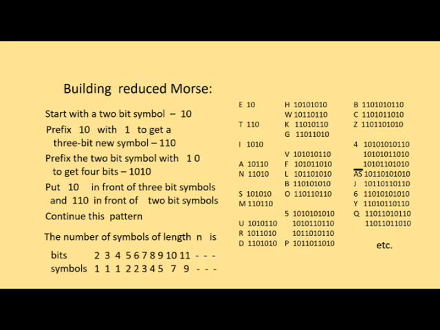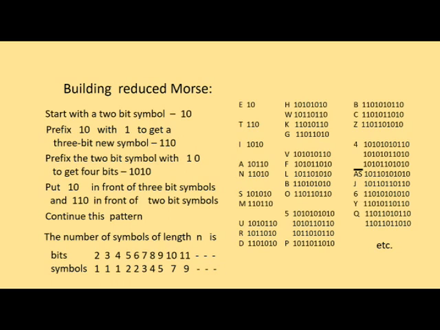Well then, how could I build a table of symbols of reduced Morse? First, start again with E, the standard Morse 1-0. Prefix it with a single 1 to get a 3-bit symbol, 1-1-0. Then I can prefix the 2-bit symbol with 1-0 to get 4 bits, 1-0-1-0. Having done this, I can put 1-0 in front of the 3-bit symbols and 1-1-0 in front of the 2-bit symbols to get 2 5-bit symbols, and continuing in this pattern. I've shown the table here.